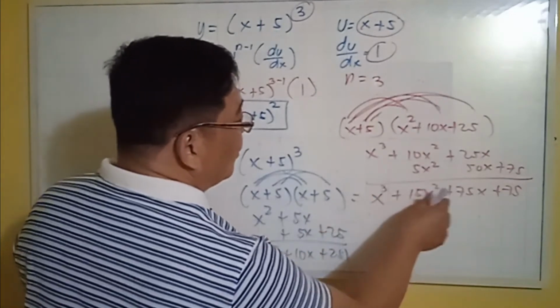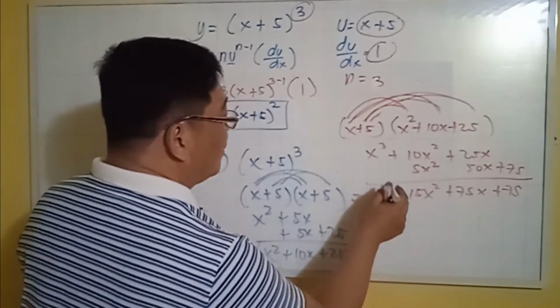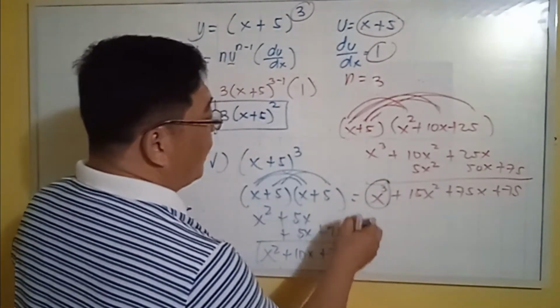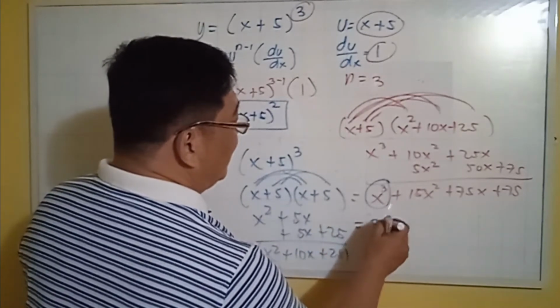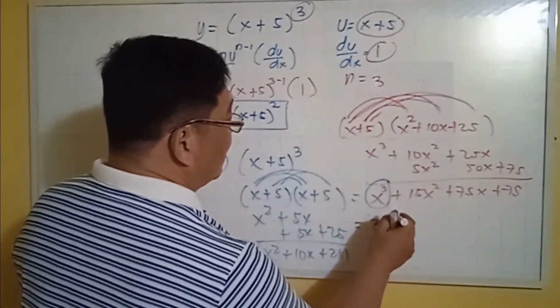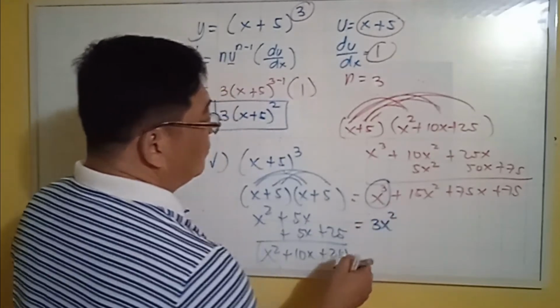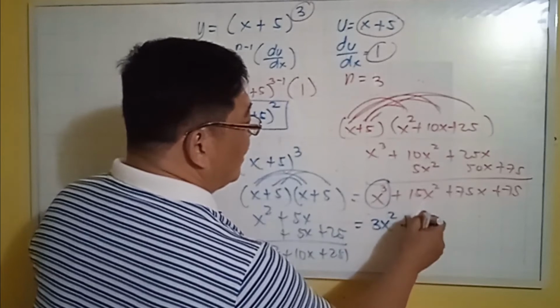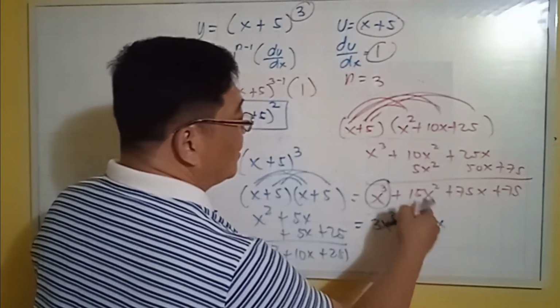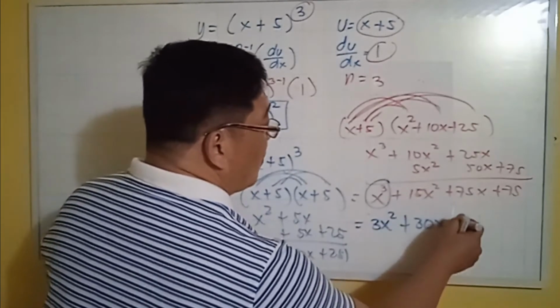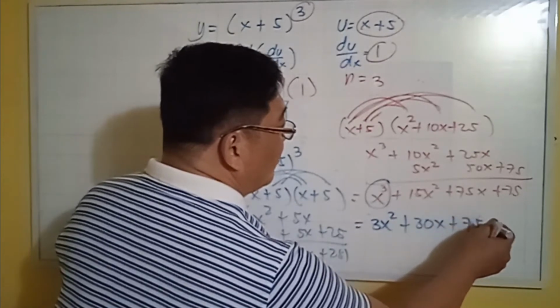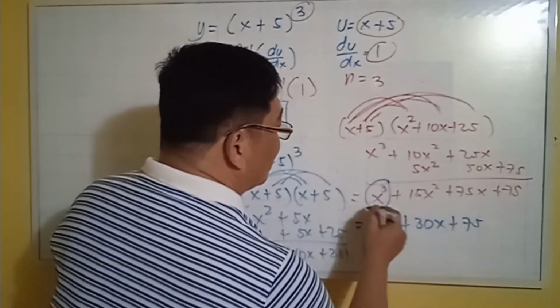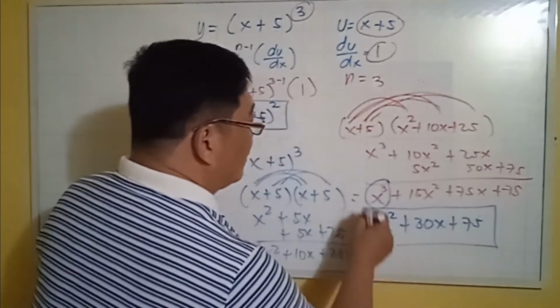Separately or individually, we are going to find the derivative of this using power rule. Derivative of x cubed is 3x squared, diba? 3 minus 1, that's 2. Derivative of this, that is 30x, 2 minus 1 is 1, plus 75 plus 0. So this is the derivative of this one.